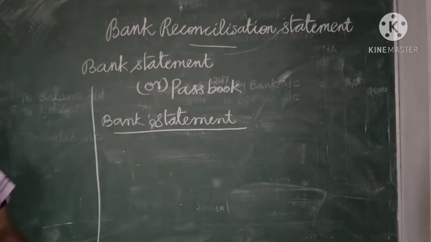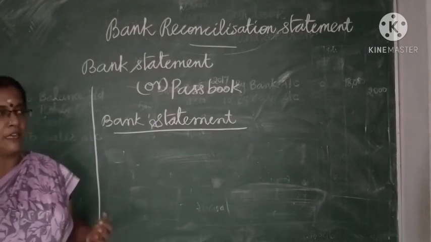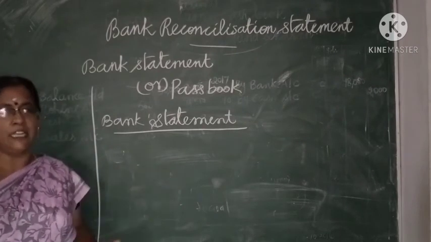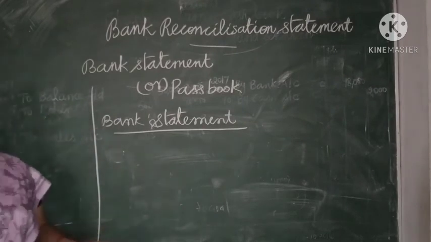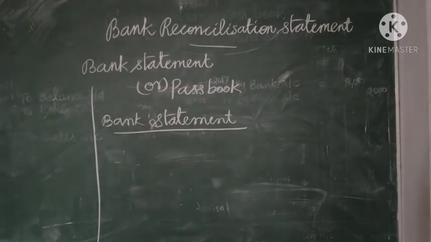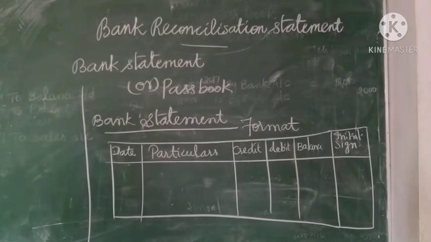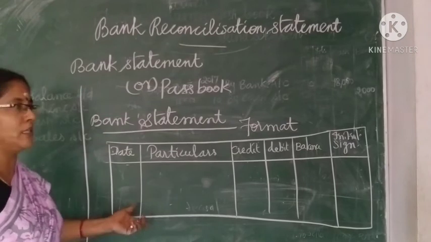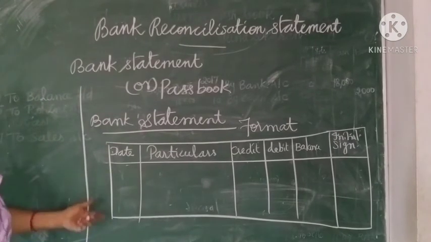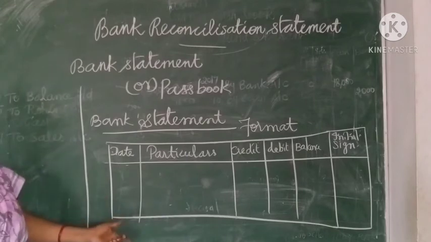We have all seen the passbook at home. Everybody is having a passbook. Nowadays everybody is an account holder in various banks, isn't it? Now I will show you the passbook format. Now let us see. See, it is a bank statement, isn't it? So this is a bank statement, or another name we call it is a passbook. It is a copy of the customer's account in the book of the bank.